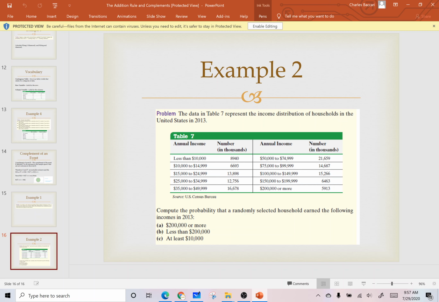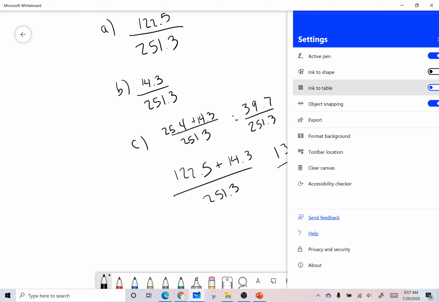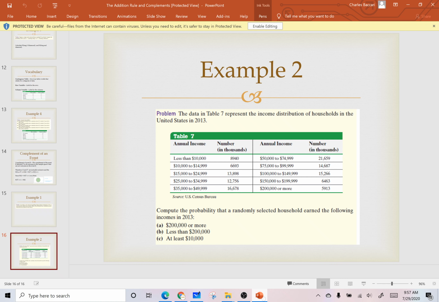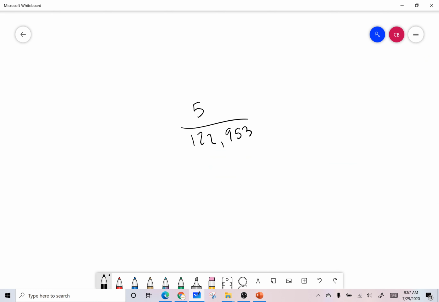Normally we would do this in class, but we have a total number of 122,953 households. 200,000 or more, there are 5913. If we divide that, I'm just doing it this time because we probably should do it just to practice, 5913 over 122,953 is equal to about 4%, 0.0481. Okay, so there's the first one.